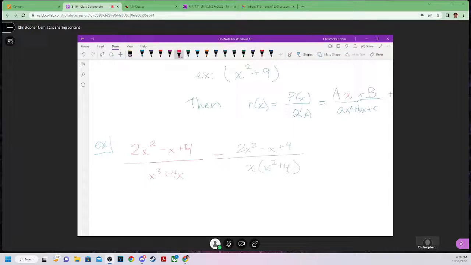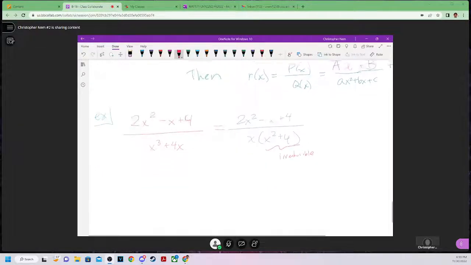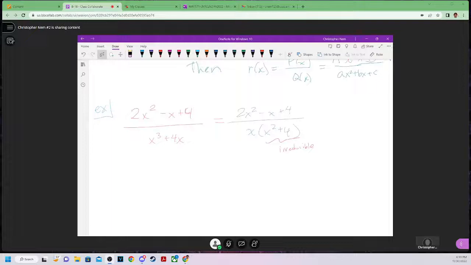Notice this is irreducible. You cannot break that up. X squared plus 4 cannot be broken up without going into the imaginary components or a complex world. So that means I have to use case 3. Case 3 says that I am going to split this into the number of factors. How many factors do I have in total? I have 1, 2. 2 factors.